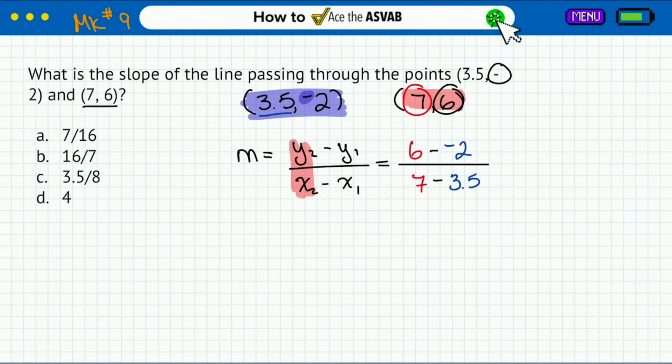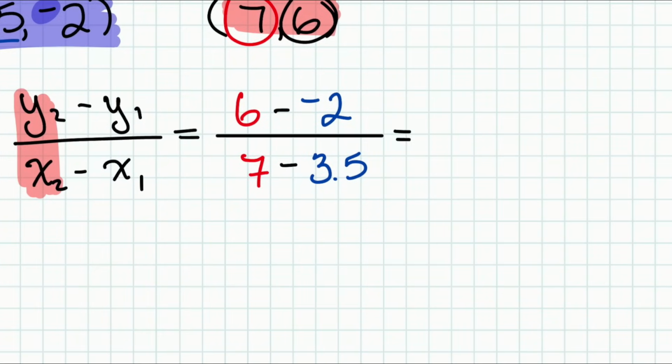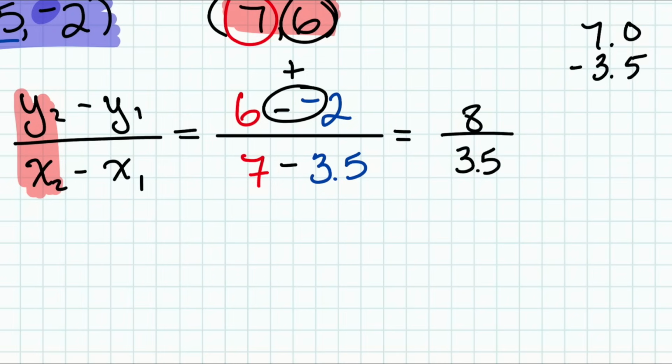Now what we'll do is we'll clean this up a little bit. So we have 6 minus -2. So that's going to be +2. 6 plus 2 is 8. Then we have 7 minus 3.5. Well, that's the same as 70 minus 35. 7 is double 3.5. So if you take away half of yourself, you have that half left. 7 minus 3.5 is 3.5. If you need to see that, something like this will help you out. So we have 8 over 3.5.